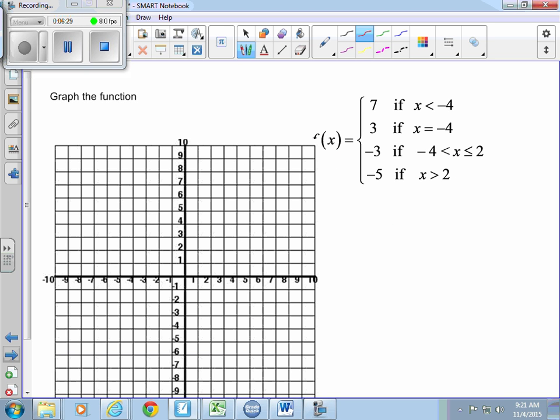So, this one is another one made up of mostly horizontal lines. We have one weird place we'll have to talk about. So I want to graph this piecewise function. See if you can do it.